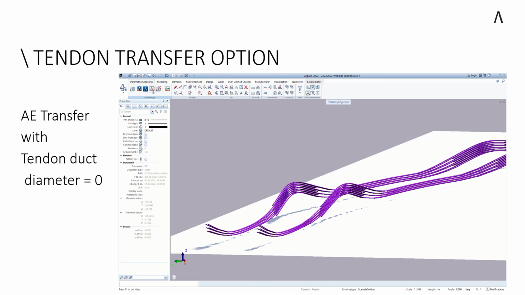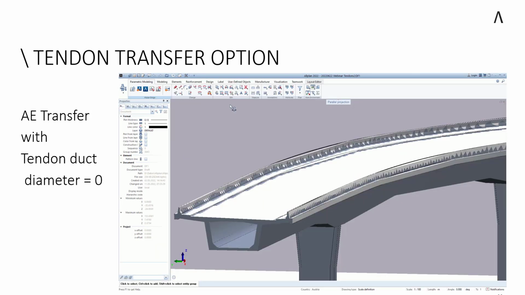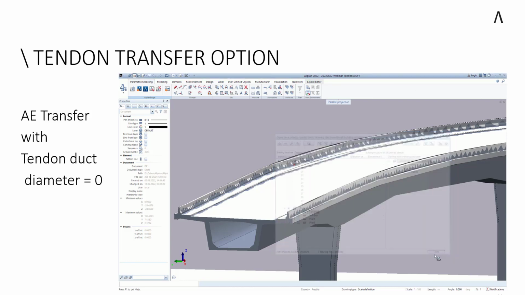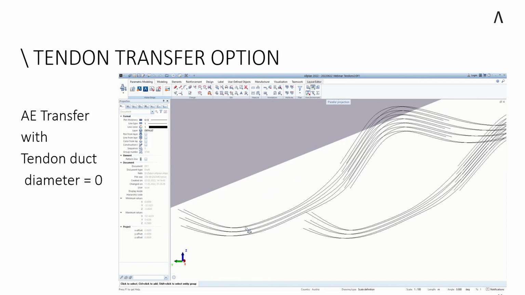But what happens when I do the transfer to Allplan Engineering? It takes a few seconds until this is transferred. The thing is, the tendons themselves keep their location, but with the diameter of 0, they will not be shown as tendons, they will be shown as lines now, which is very convenient in certain cases. So I just switch off the model, the bodies, and I have again the remaining tendons. And now you can see there are individual lines which are defining the axis of the tendon.